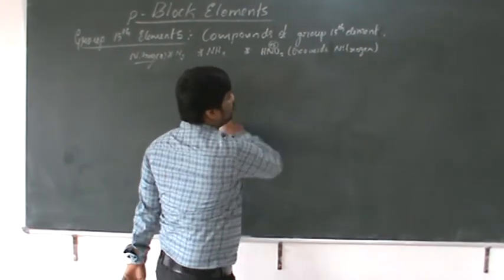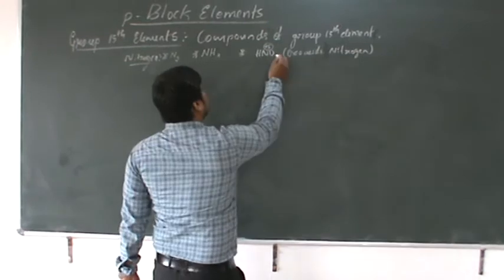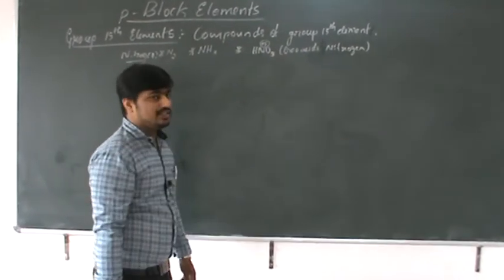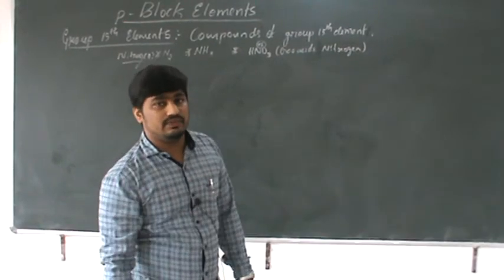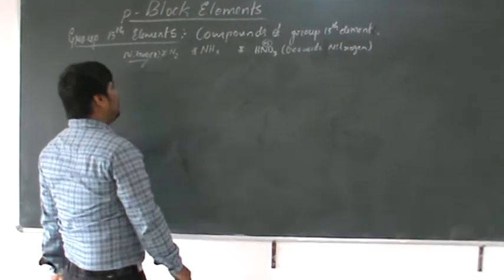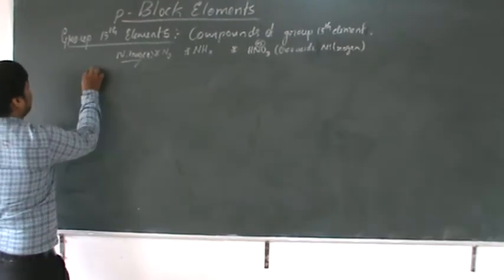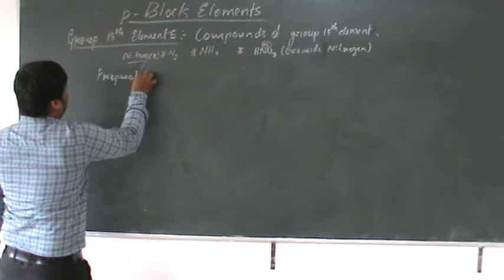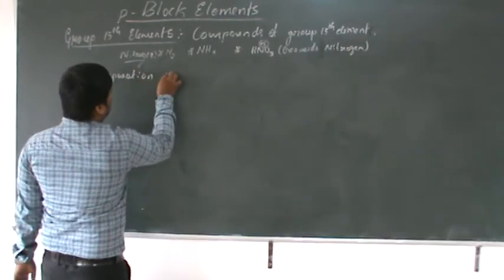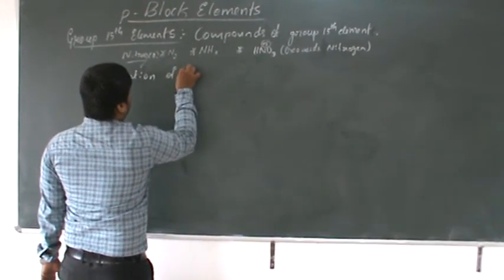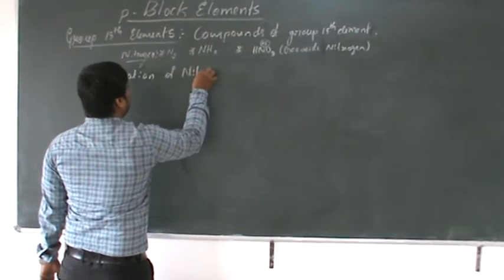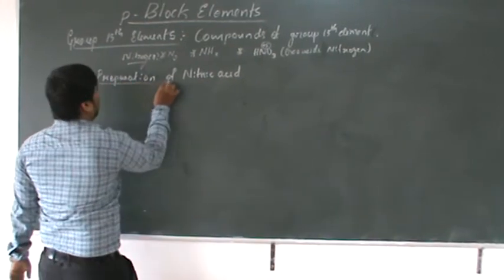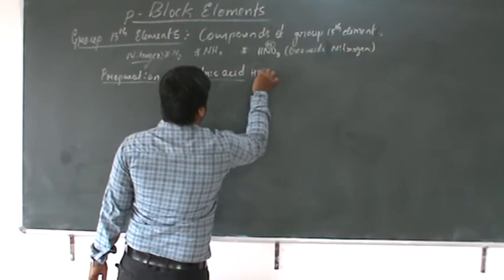Nitric acid is important for the study. It is one type of oxo acid of nitrogen. Then what is the preparation method of nitric acid? Very important to study is the preparation of nitric acid, HNO3.